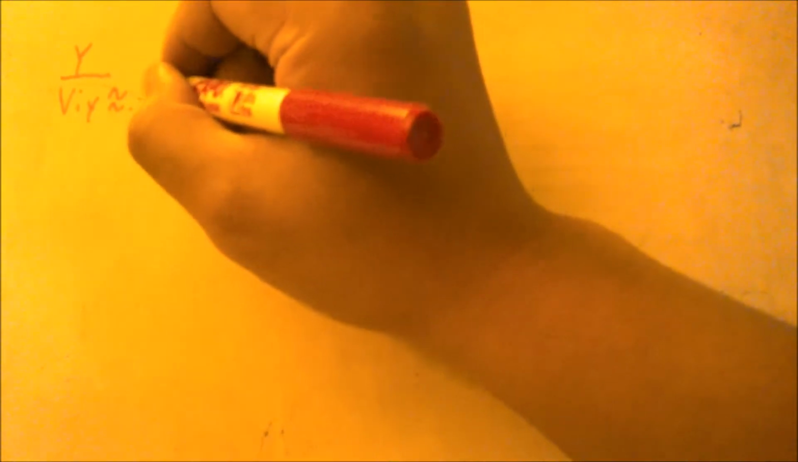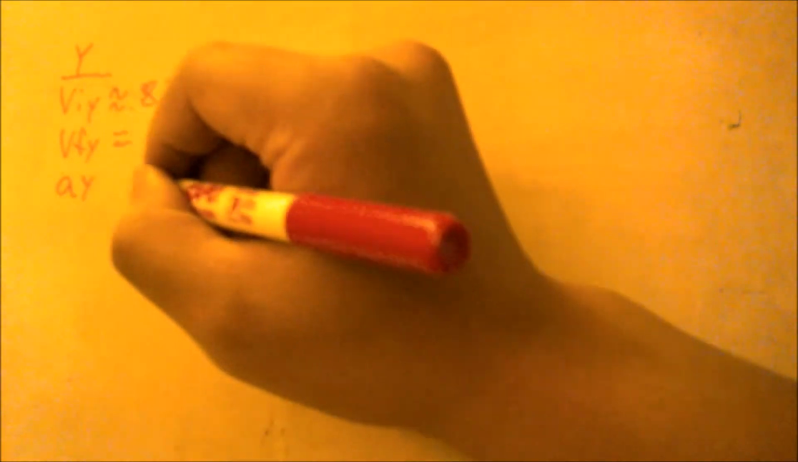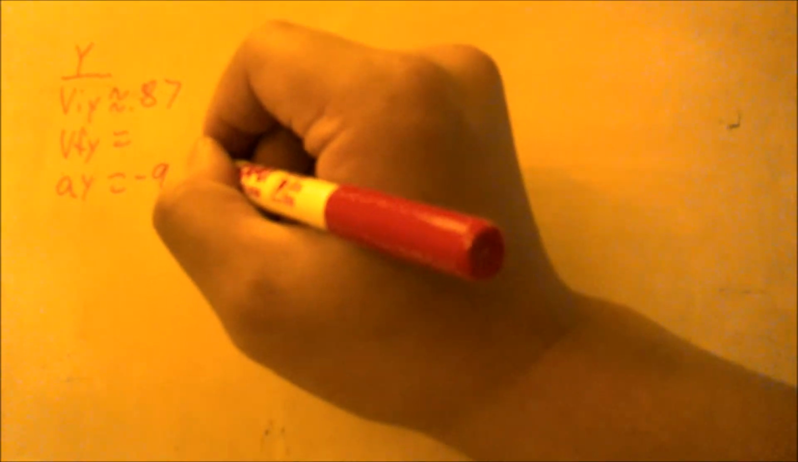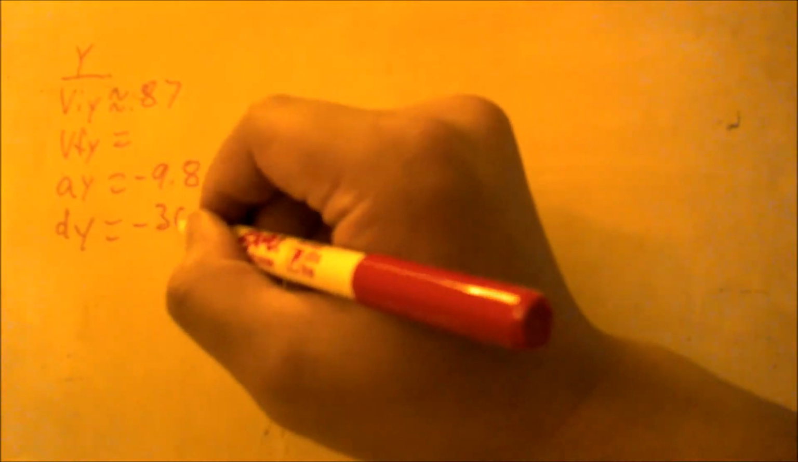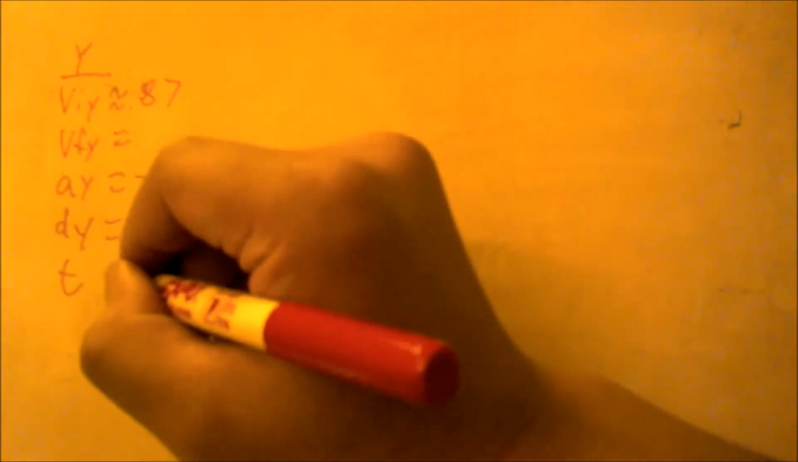Okay, so write out our y variables. Velocity initial of y is about 0.87. Velocity final of y, we don't know. Acceleration of y, negative 9.8 meters per second squared. dy, negative 300. And t, we don't know. First, we'll solve for velocity final, and then time.